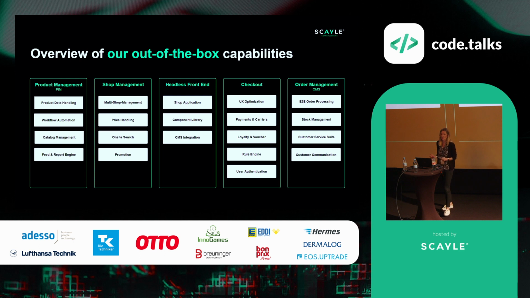I will give you a short overview of our out-of-the-box capabilities. We offer product management, which includes product data handling and catalog management; shop management with multi-shop management, price handling and promotion; the headless front end with shop application, component library and CMS integration; the checkout with payment and user authentication; and last but not least, order management with end-to-end order processing and stock management. But today, we want to focus on the front-end part.